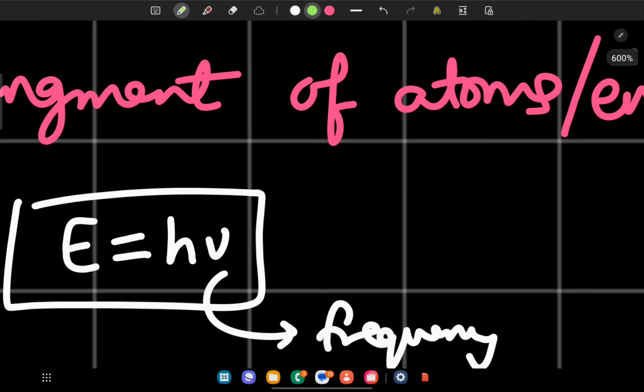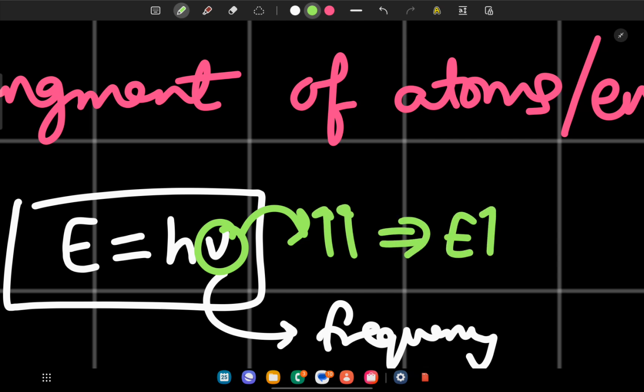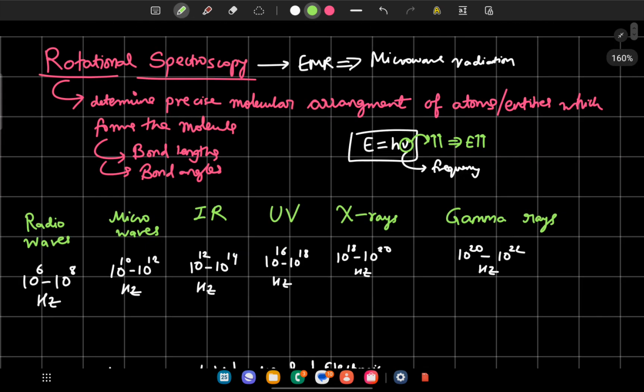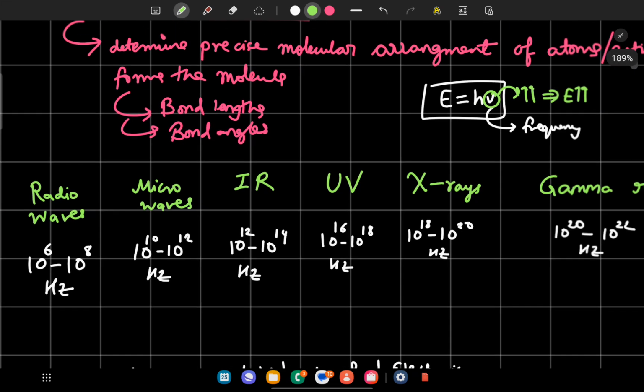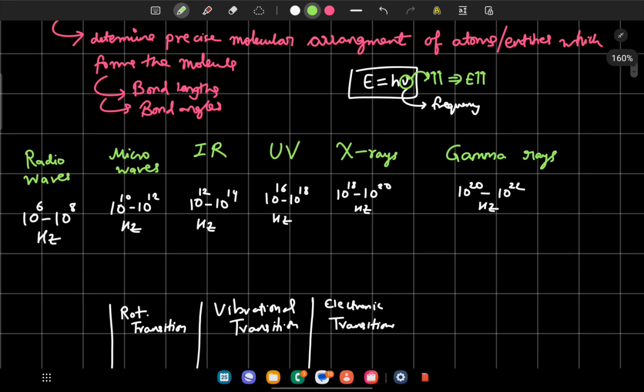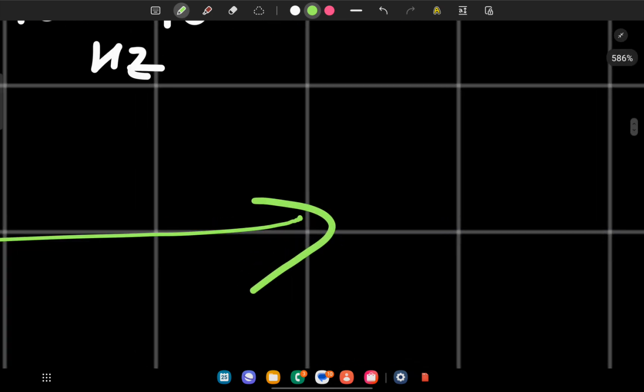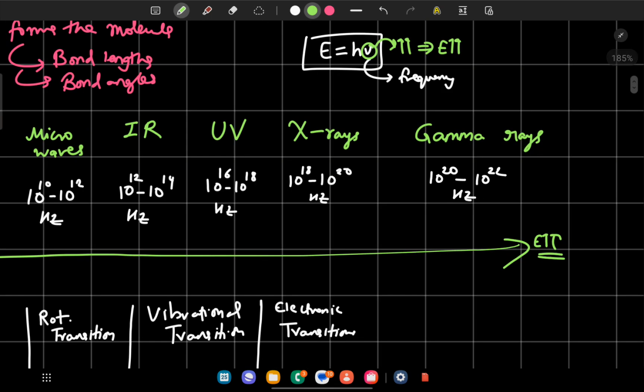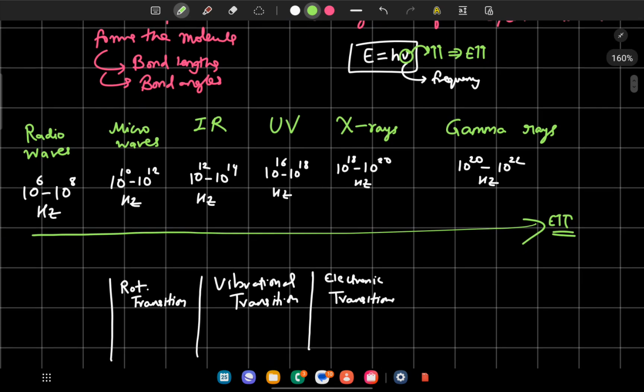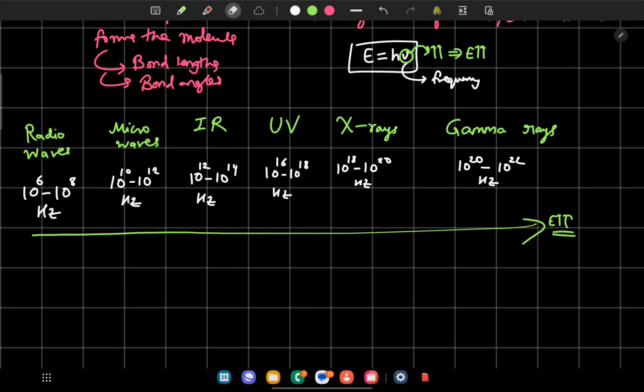Now we just saw the equation of energy, that is E is equal to h nu. As the value of frequency increases, the energy tends to increase, because there is a direct proportionality between energy and frequency. If we look at the values of frequency in this series, we see that the energy tends to increase as we move from left to right. Isn't that true? Yes.